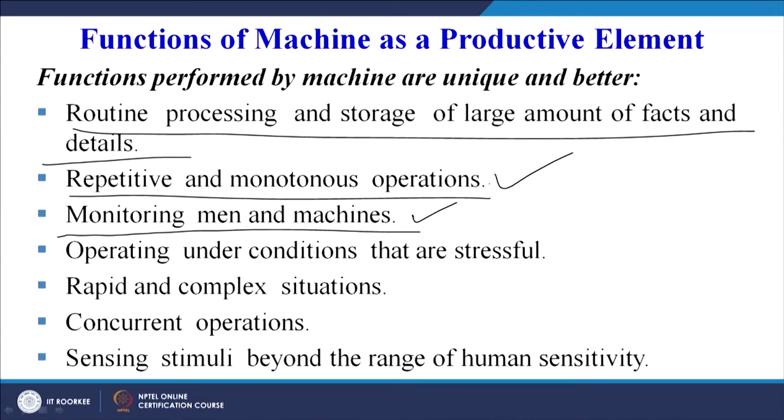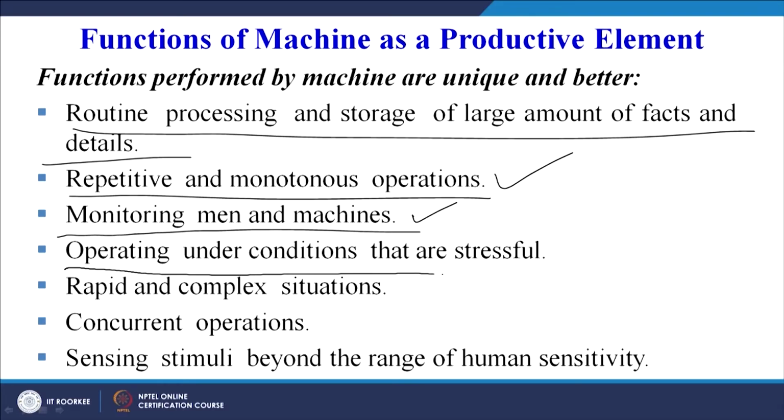Machines can be used for monitoring men and machines. Take an example of a camera. It is also a machine which can be used to monitor the movements of a man on a shop floor. So monitoring of men and machines can be done in an automatic manner. Operating under conditions that are stressful. So if men feel stressed out in a specific type of working environment, machines can be used there. Rapid and complex situations or calculations can be done using the machines, or they can be used for different types of complex situations where human capability does not come good.